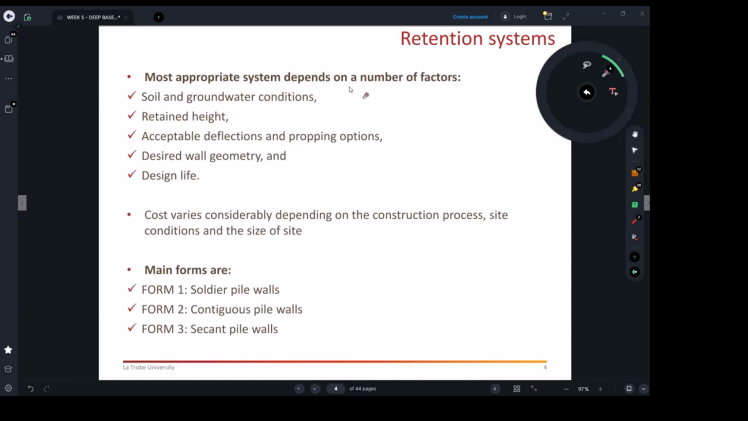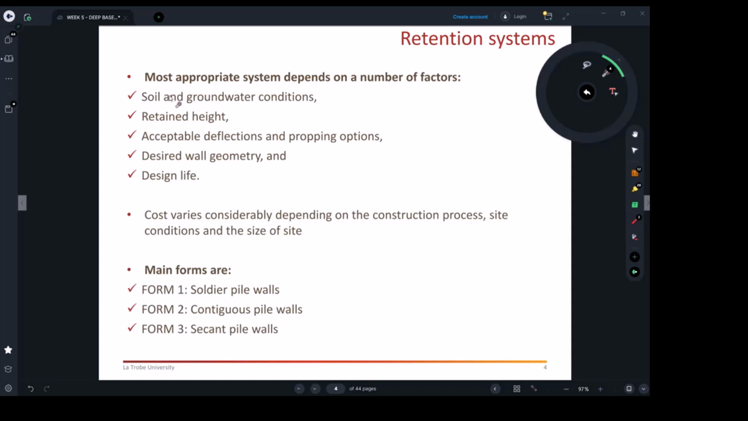So there are a number of factors which impact the retention system, or really determine how complicated building that retention system is. Soil and ground conditions. The soil, we just talked about it, depends on the soil type. Is it cohesive? Is it loose, sandy soil?